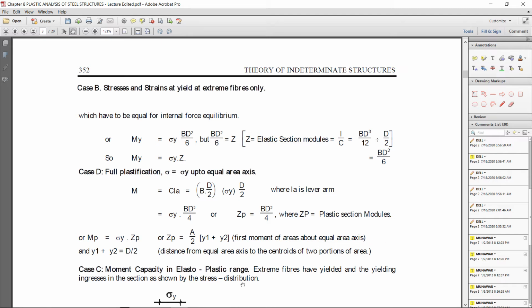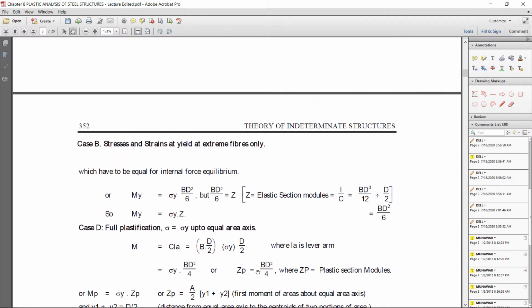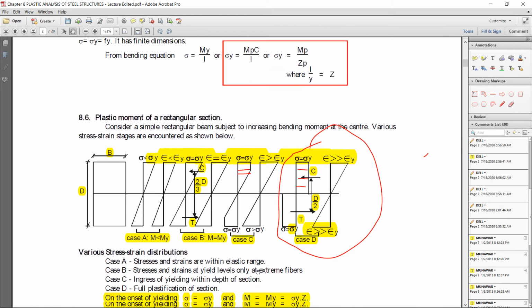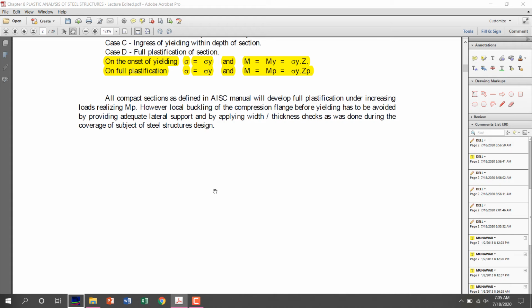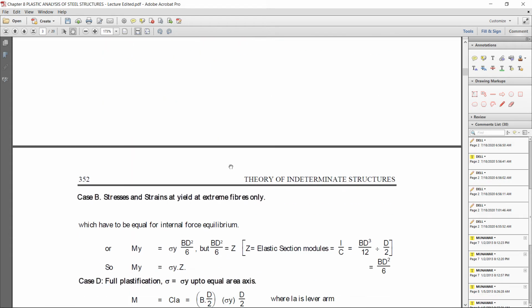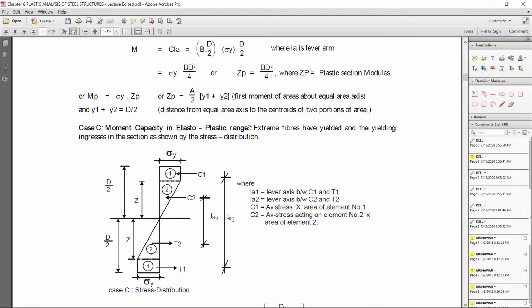Okay, now there is a third case, moment capacity in the elastoplastic range. Okay, what is elastoplastic range? Now you can see in case 3, here you can see stress and strain profiles. It means the half of the section is in the elastic range, but the upper portion has gone into the plastic range. So that's why case C is called elastoplastic section.